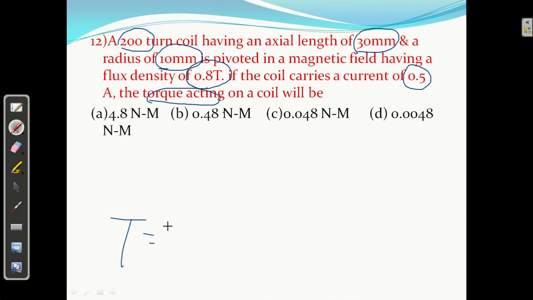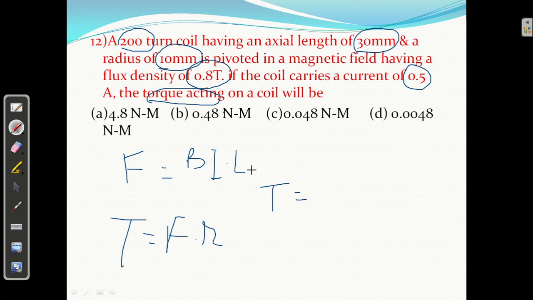Torque equals force into radius in Newton meter, right? Torque equals force into radius in the Newton meter. Now force is not given, so force equals what? Force in a magnetic field equals B into I into L, BIL. So by using this F equals BIL you can calculate, then torque equals F into R. So torque equals BIL into R.